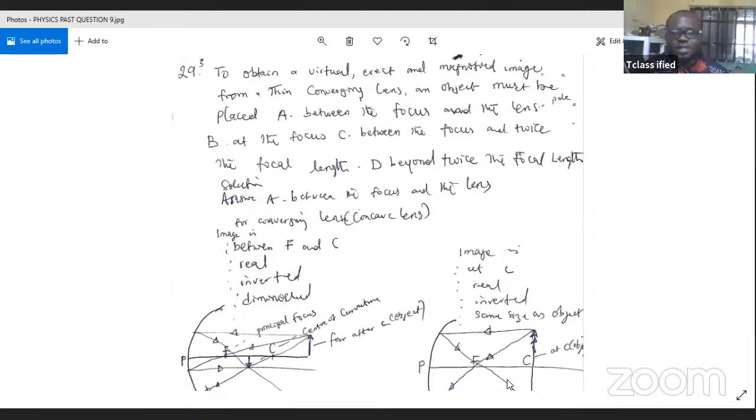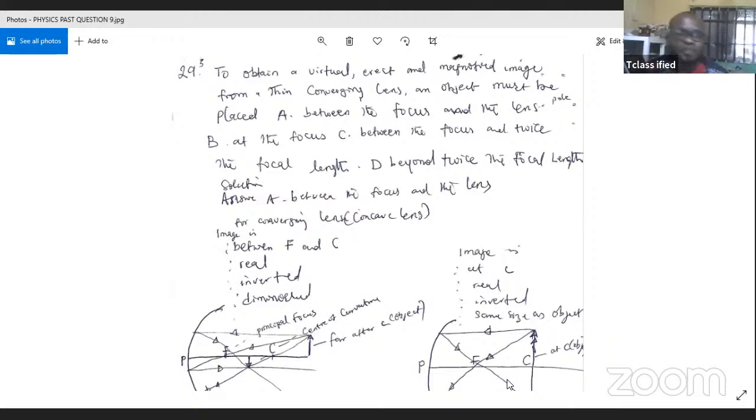Between twice the focal length, I wouldn't know whether anything is still remaining. So the answer is A, between the focus and the lens, because for a converging lens, depending on where you place the object, that determines whether the image is going to be real, virtual, inverted, diminished, or magnified.